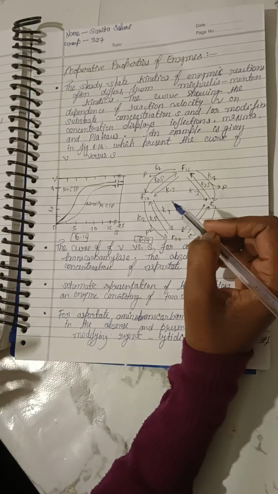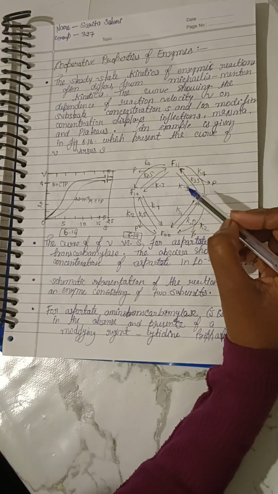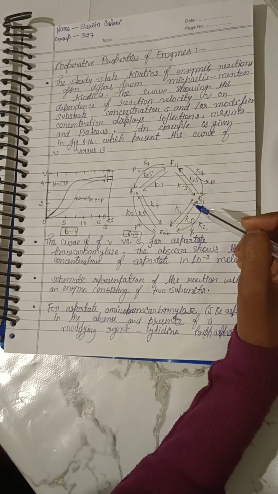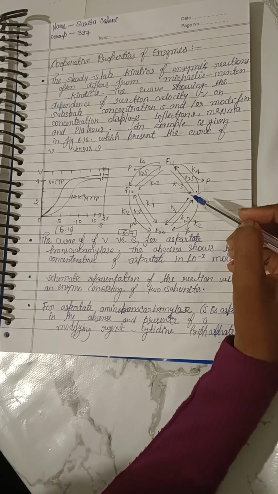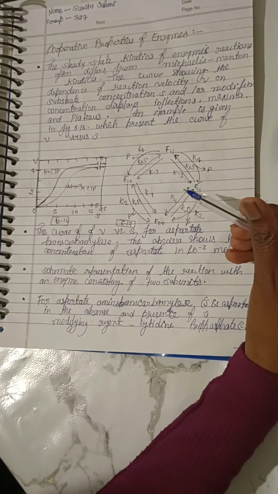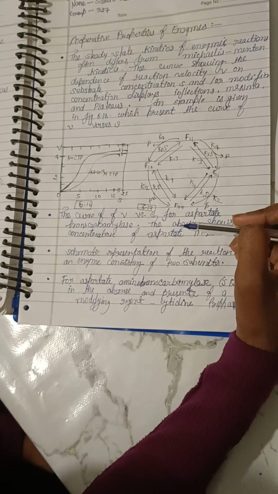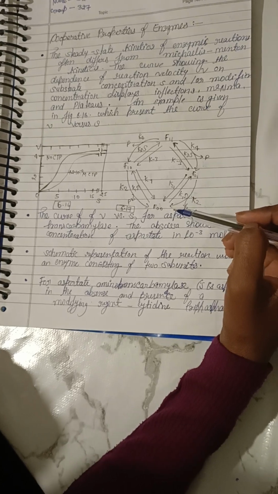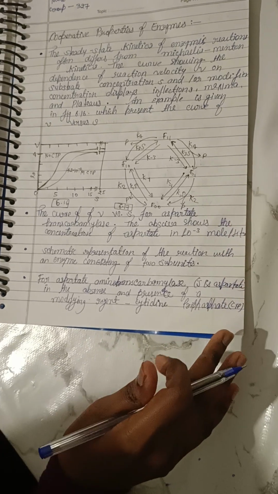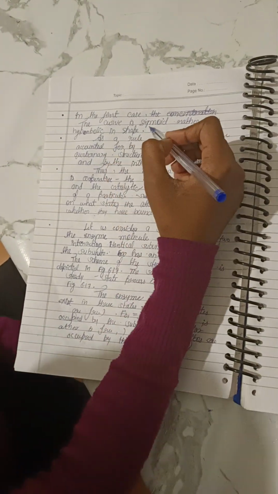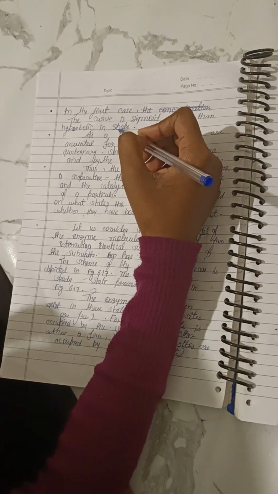The curve of v versus s for aspartate transcarbamylase shows the concentration of aspartate in the range of 10 to the power minus 3 mole per liter. It is a symmetric representation of the reaction with the enzyme consisting of two subunits. For aspartate transcarbamylase, S is aspartate, in the absence and presence of a modifying reagent, cytidine triphosphate. In the first case, the curve is sigmoid rather than hyperbolic in shape.